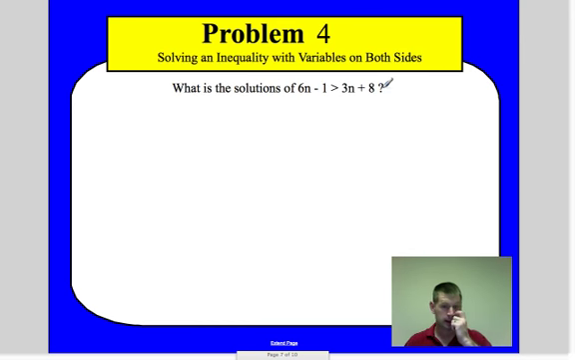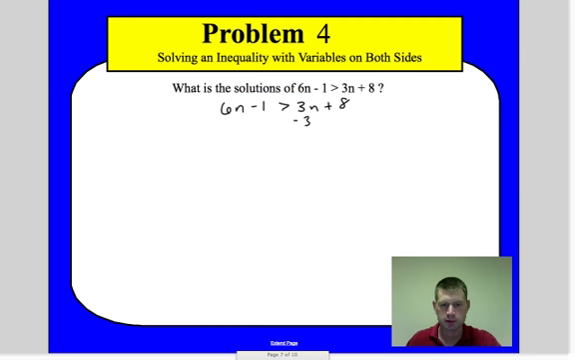Okay, so let's look at another problem here, solving with variables on both sides. So we did this in equations as well. Same thing. I take the 6n minus 1, 3n plus 8, and I ask the question, can I simplify this left side? Well, no. Can I simplify this right side? Can't do that either. So now, just like we did before, I need to get these variables on the same side and these constants on the same side.